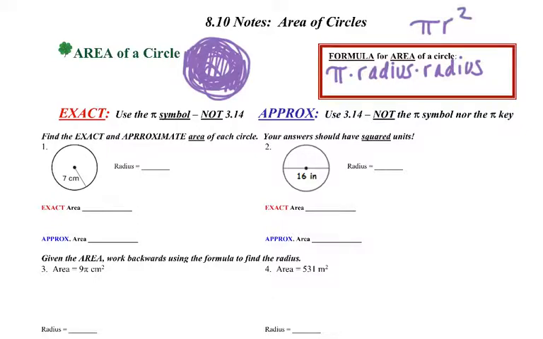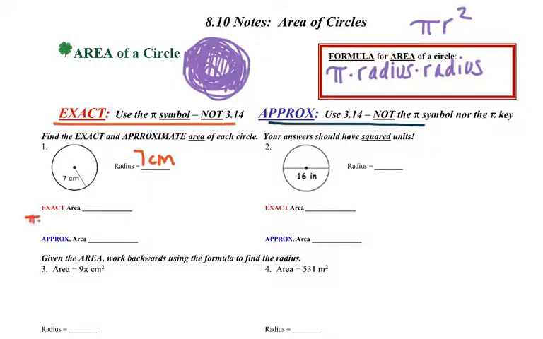But I find that students do better thinking of it as pi times radius. Again, we're going to do both, exact with the pi symbol and not the 3.14, or approximate with the 3.14, not the pi symbol, and you have to know both. So the radius here is 7, don't forget the units.